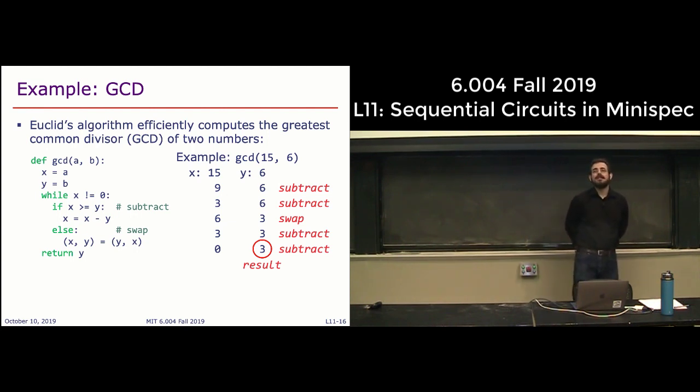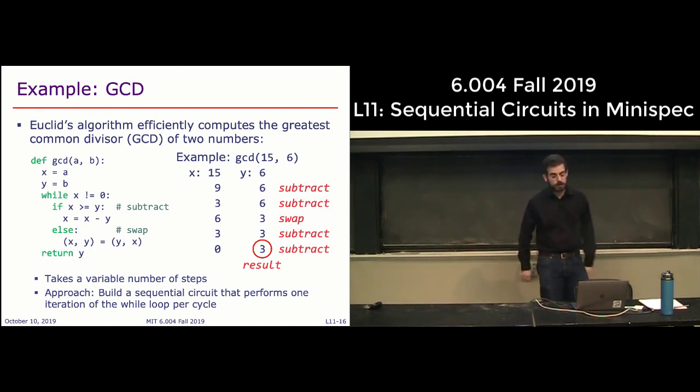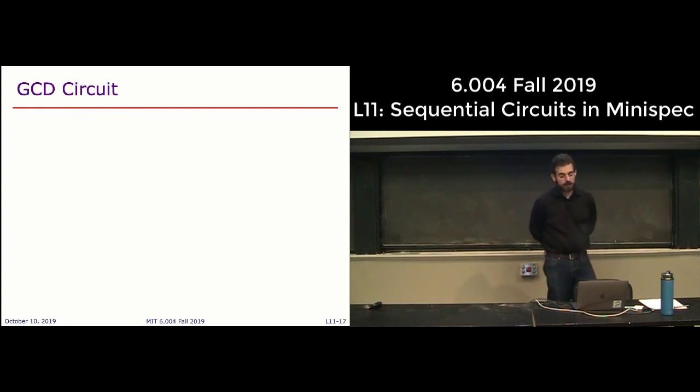Okay, so this is a fairly simple algorithm, but we know how to write this in software, in Python or in C or in whatever. How do you build a circuit for it? Well, our strategy here is going to be pretty simple. Because this takes a variable number of steps, we're going to build a sequential circuit that performs one iteration of this while loop per cycle, right? So in this case, we take the 6 iterations. In other cases, with other inputs, we can take hundreds of iterations, right? So we'll just build a sequential circuit that way.